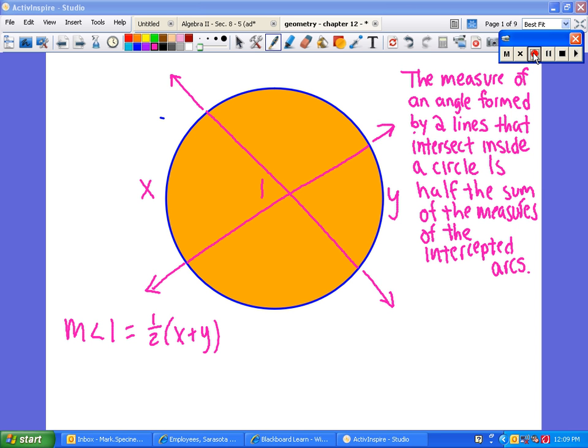Those two lines are going to form intercepted arcs. That would be arc X on the left and arc Y on the right. If we want to know the measure of this angle, angle 1, we take the measure of the two arcs, X and Y, and divide them by 2. You can either write it as 1/2 X plus Y, or the sum divided by 2, whichever way you feel is easier. Personal preference.